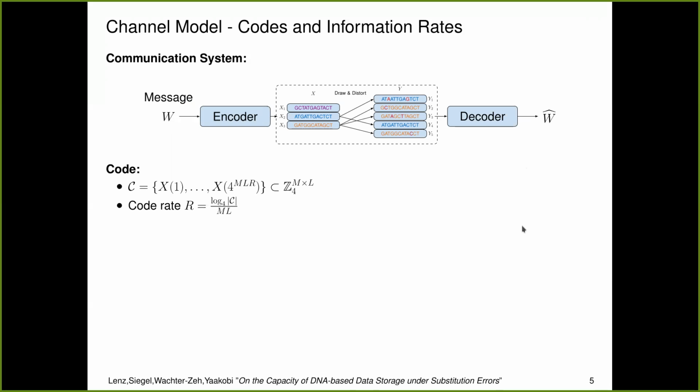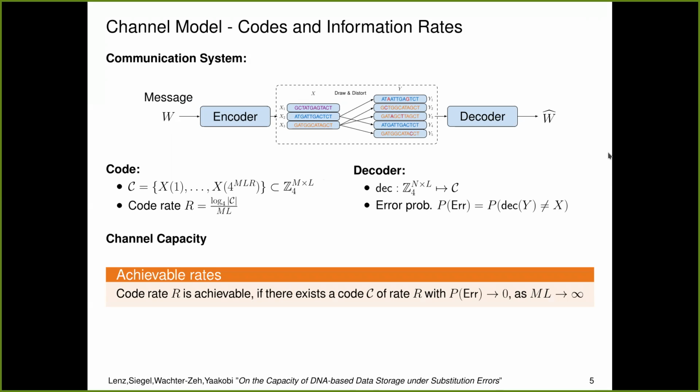A code in this sense is a matrix over the alphabet of size 4, with M rows and L columns, because we have that many nucleotides stored. The code rate is the log of the number of codewords, as usual, divided by the number of channel uses, which is the total number of nucleotides. On the other hand, we have a decoder which takes a matrix of size N times L, which are all the read sequences, and maps them back to a codeword. And as usual, the error probability is the probability that whatever we decode is not equal to what was transmitted.